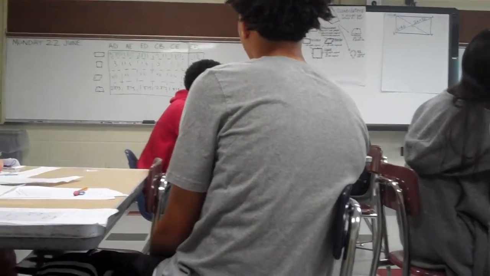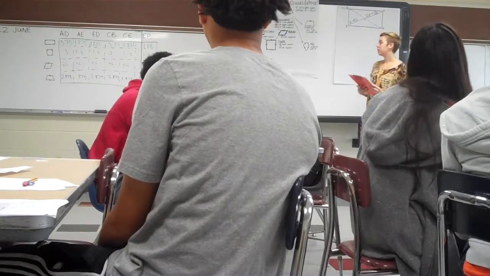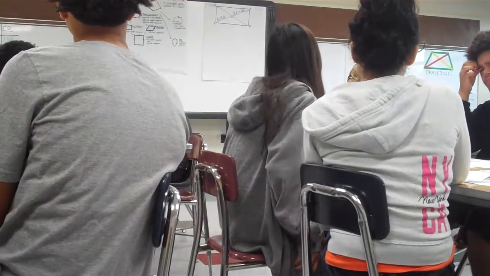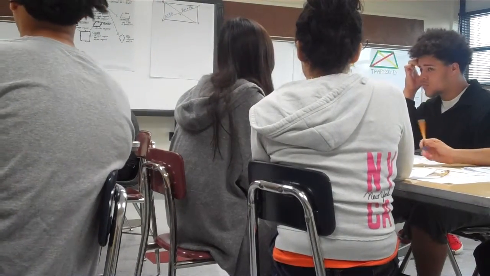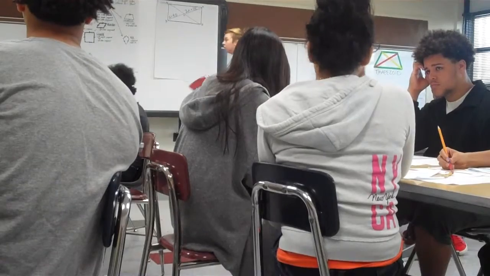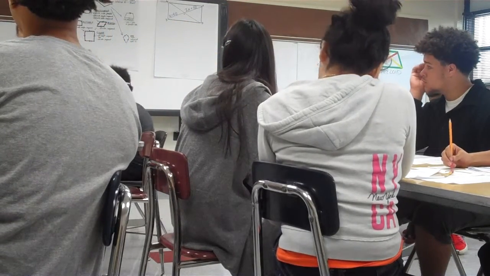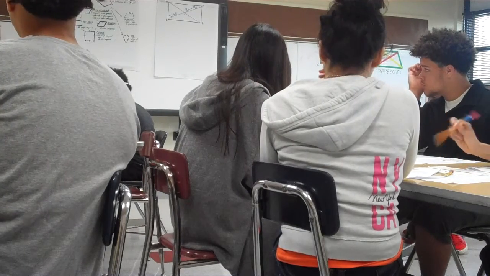What are some predictions that we can make? What do you think the relationship between side AE and side AD is? Corbin? AE is half of AD. That's right. AE is half of AD. How did you know that? How could we figure that out?